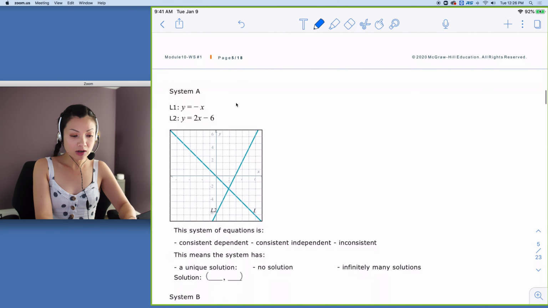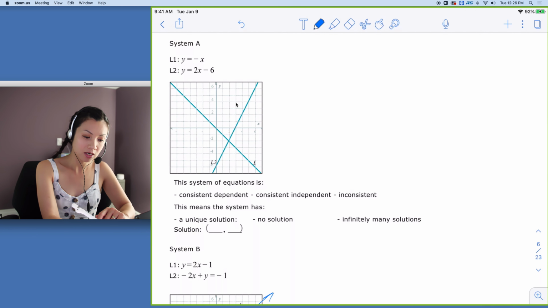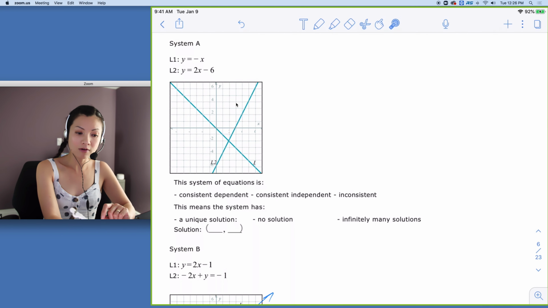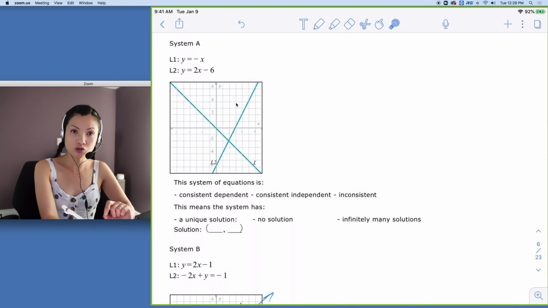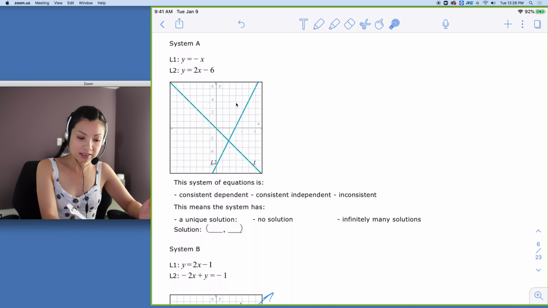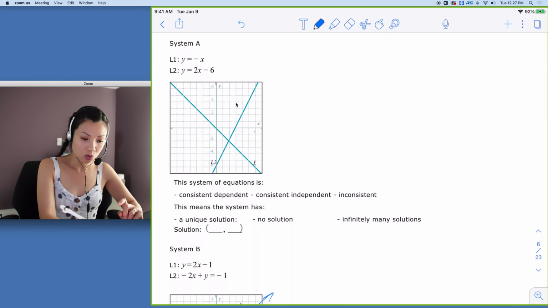Okay, so let's take a look at the graph. You see right here, I have system A. In system A, we have line 1 right here and line 2 right here. In order for us to have the solution of the system, that solution has to be a solution of both lines, right? Which is the intersection right here. So this system is consistent and independent. What we have is one unique solution, which is (2, -2).